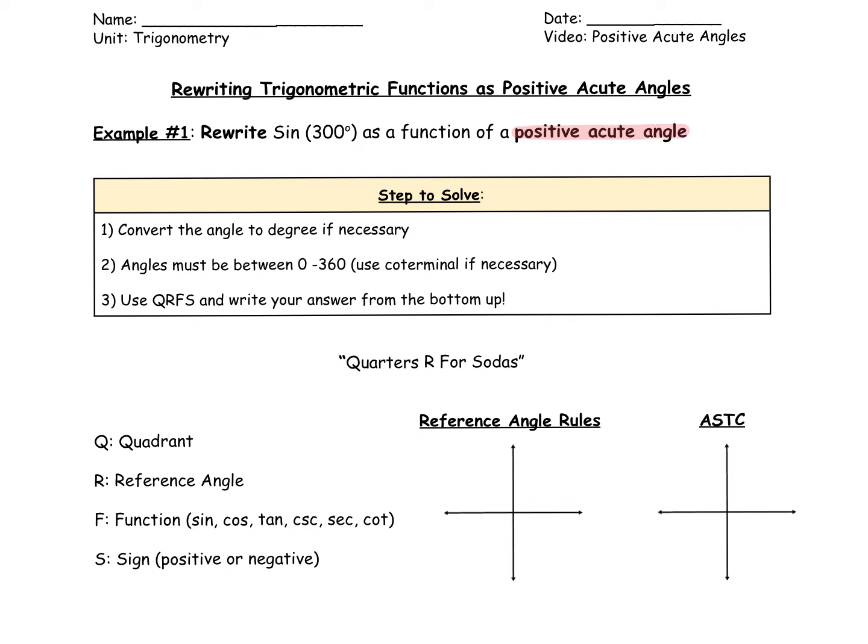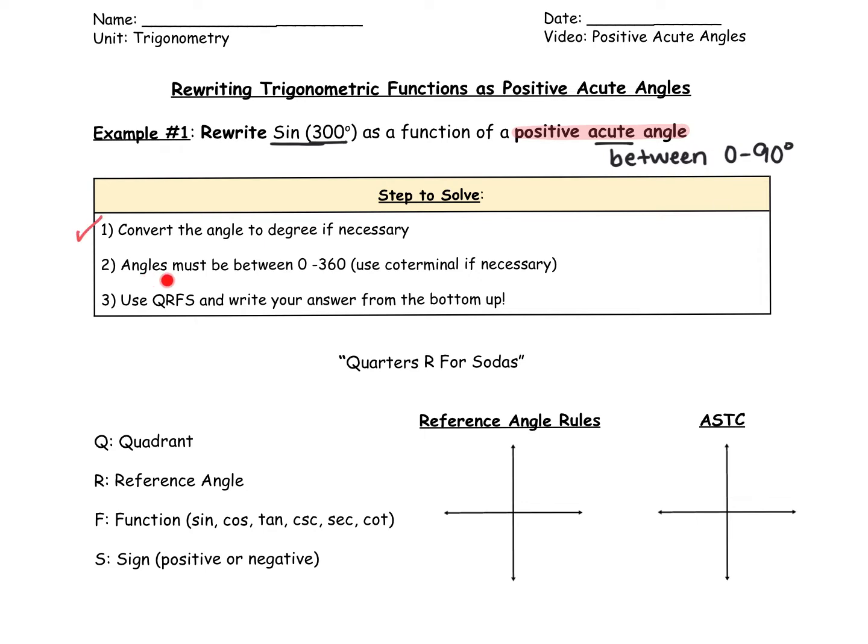Remember that an acute angle is an angle that is between 0 and 90 degrees. That's what the word acute means. So we're looking to rewrite sine of 300 as a function of a positive acute angle. In order to do this, we need to do some steps. The first thing is we need to convert the angle to degrees if necessary. Well, 300 is already in degrees, so that's not necessary. So we can just say step 1, done.